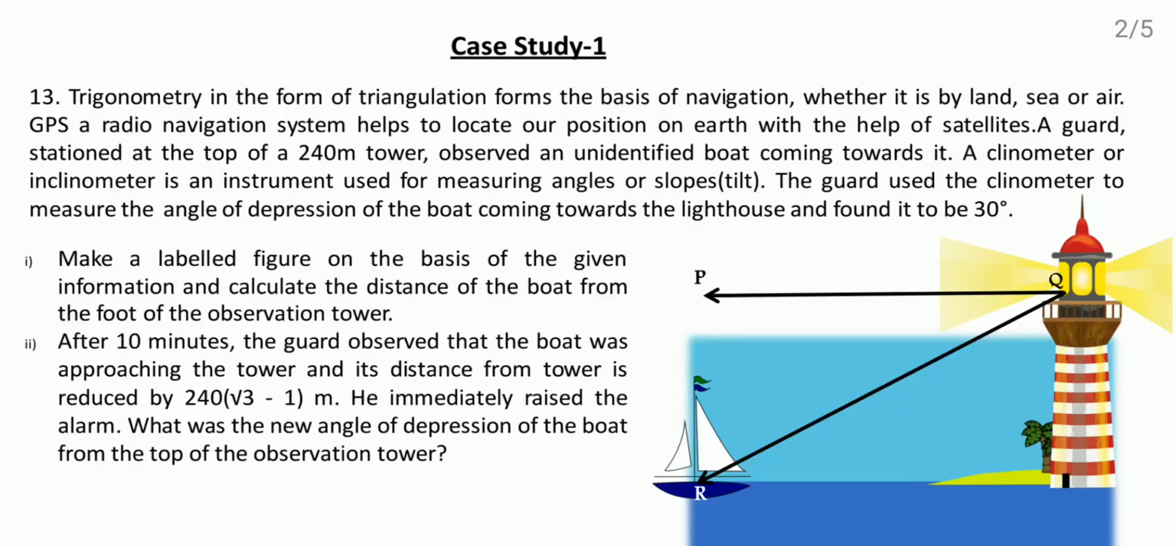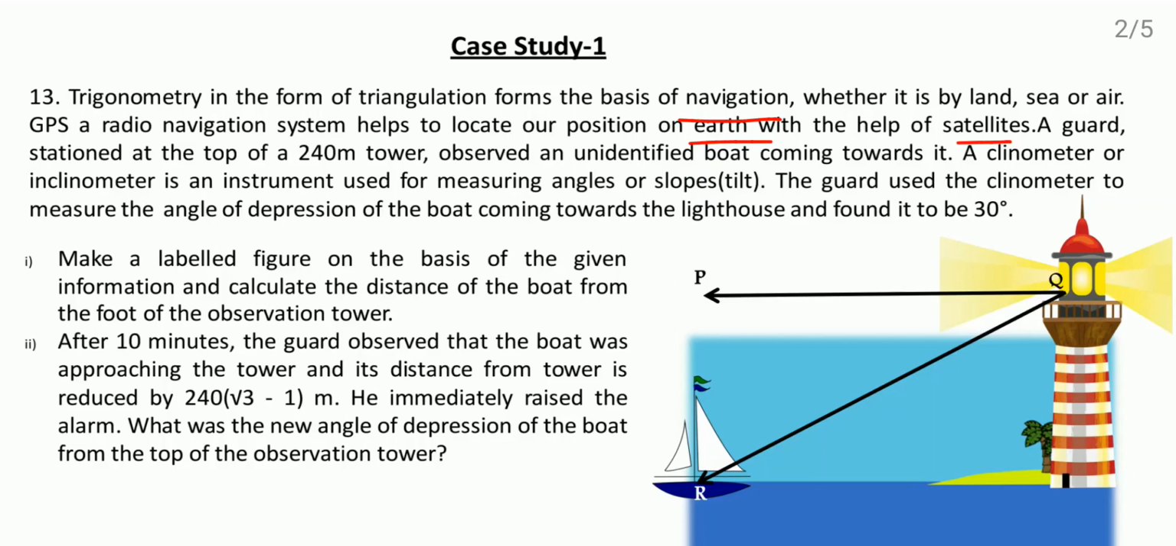Trigonometry in the form of triangulation forms the basis of navigation, whether it is by land, sea or air. GPS, a radio navigation system, helps to locate our position on the earth with the help of satellites.